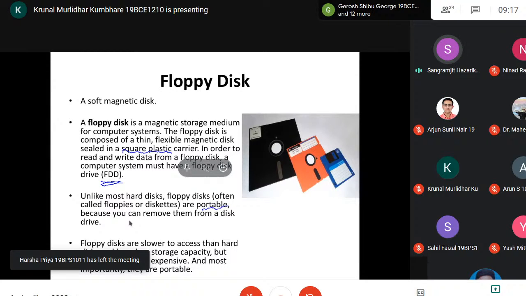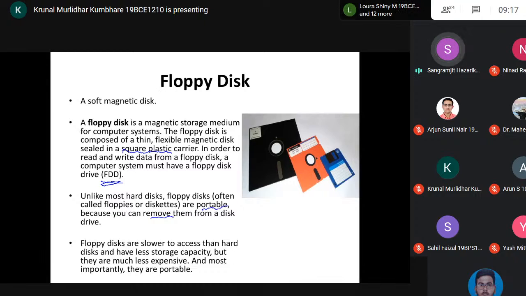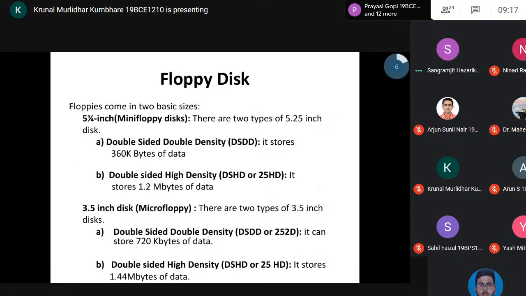These are the disadvantages of floppy disk compared to hard disk. Floppy disks are slower to access than hard disks and have less storage capacity. But one advantage is that floppy disks are less expensive and also portable. This floppy disk, also termed as floppies, comes in two basic sizes.